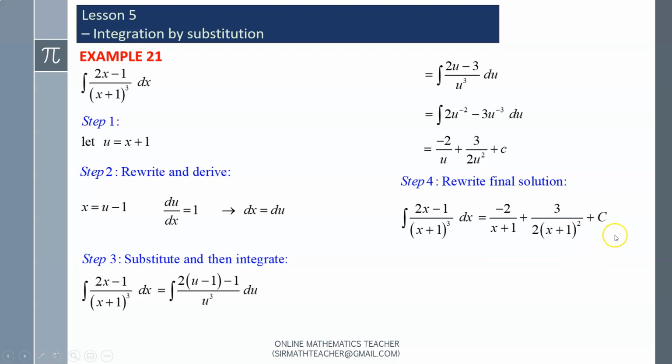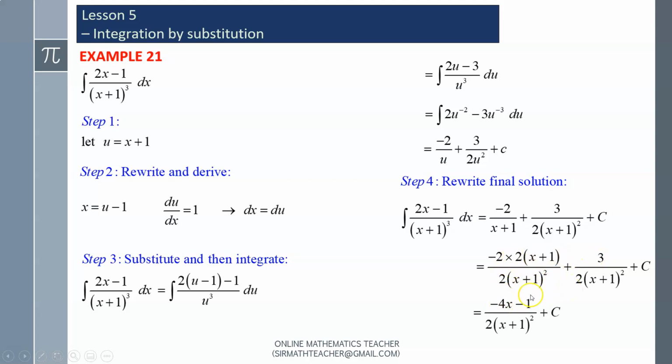You can actually simplify this a bit more if you'd like. Here, to create a common denominator, I've multiplied this one by 2 outside of x plus 1. Hence, I then get a common denominator of 2 lots of x plus 1 squared. Simplifying my numerator, I get negative 4x take 1 over 2 outside of x plus 1 squared plus c. Technically, that's the integral, the antiderivative, but simplifying it's going to be a bit tidier just by creating like denominators and simplifying some algebraic expressions.